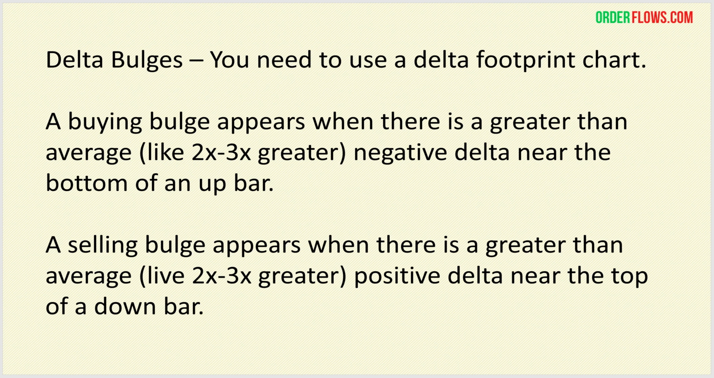All right, so with delta bulges, you need to use a delta footprint chart. A buying bulge appears when there's greater than average, like 2 or 3 times, even more, negative delta near the bottom of an up bar. Or a selling bulge will appear when there's greater than average positive delta near the top of a down bar.